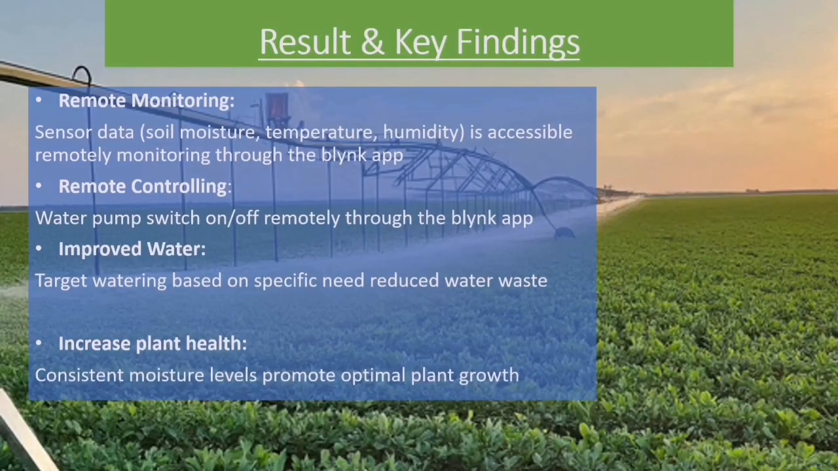Result and key findings. In this slide, we discuss the project result and key findings of this project. The data from sensors installed in the field can be accessed remotely through the Blynk app, allowing users to remotely monitor soil moisture level, temperature, and humidity. Based on this data, users can make decisions based on field requirements and remotely control the water pump through a mobile phone without visiting the field. As a result, this system helps to provide only the optimum amount of water based on the plant's need to promote healthy plant growth. Let's move to the next slide.